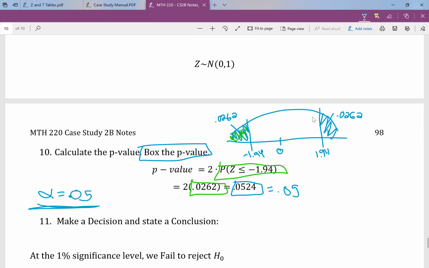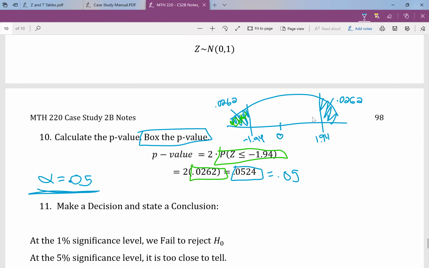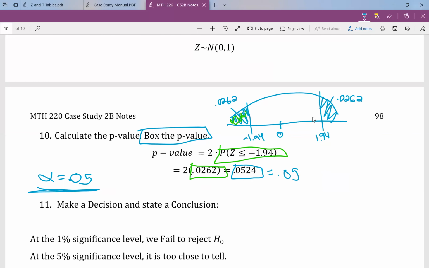So at the 1% significance level, we would fail to reject H0. Because if we chose alpha as 1%, then our p-value is large, so we fail to reject H0. When alpha is at the 5% significance level, it's just a little too close to tell. Since we chose alpha as 0.05, that is going to be the decision that we have. And so the conclusion is just, yeah, it's too close to call. We don't really have enough evidence one way or the other.